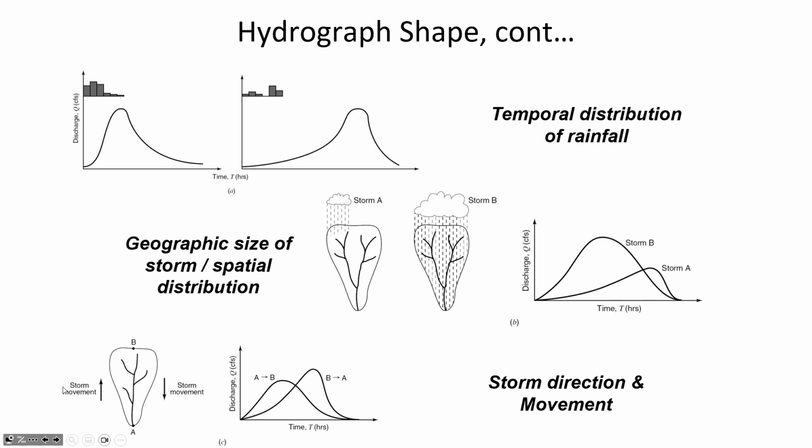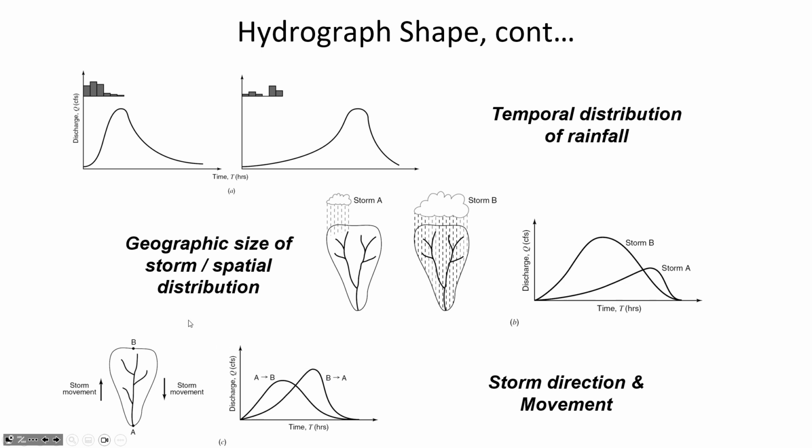And then the storm movement is suggesting, what if we had a storm that started raining at A and then the clouds were moving towards B? So if the flow was originally close to the outlet, then it would show a quicker arrival time than if it started at this far area and it was traveling towards A. So the delay is because it started at this further location, but notice that it's also higher.